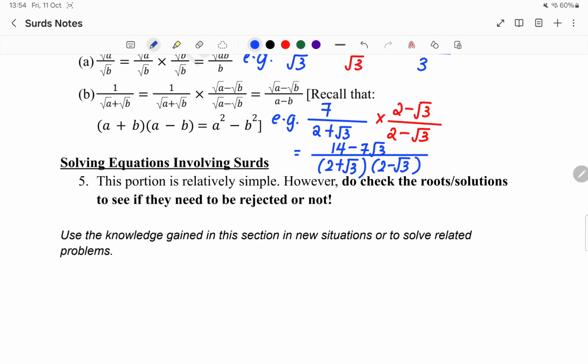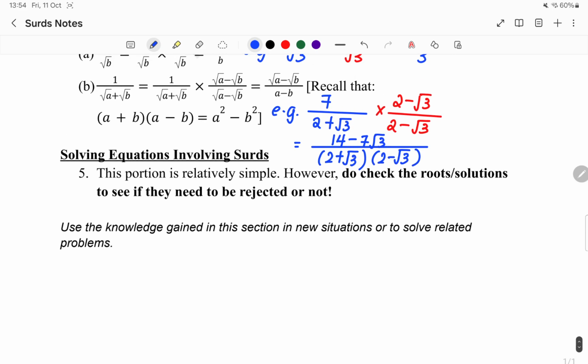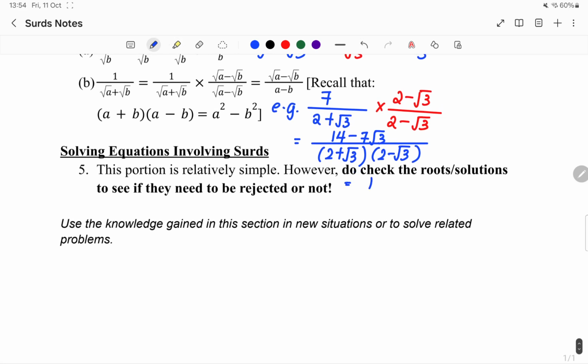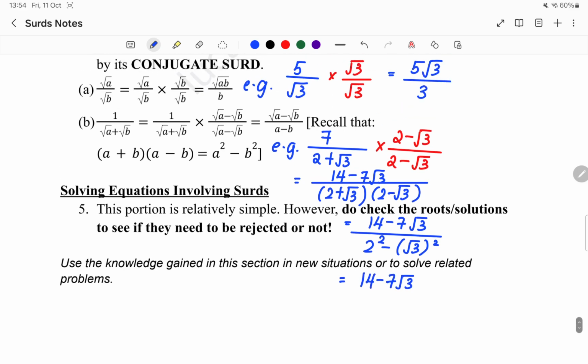Then the question is, how do you expand the bottom? Recall your a plus b times a minus b equals a squared minus b squared. So you will get 14 minus 7 root 3 over 2 squared minus root 3 squared. So the bottom is 4 minus 3. So eventually you will just get this as your answer.